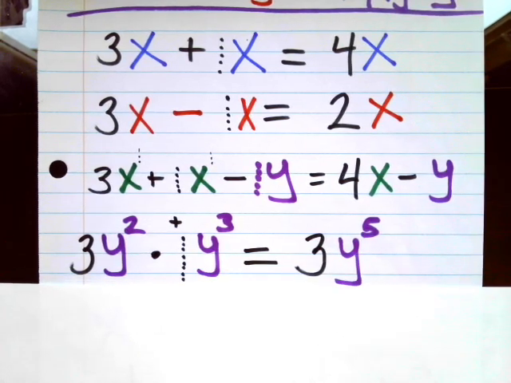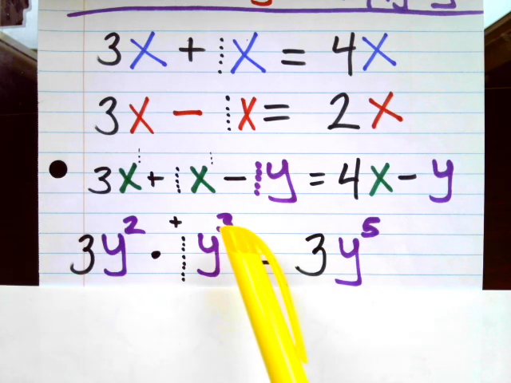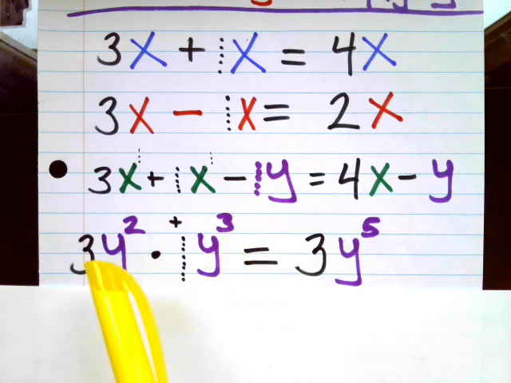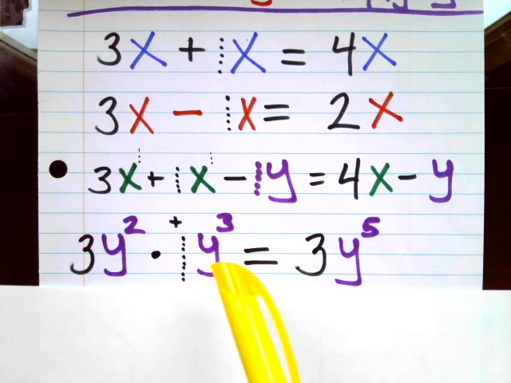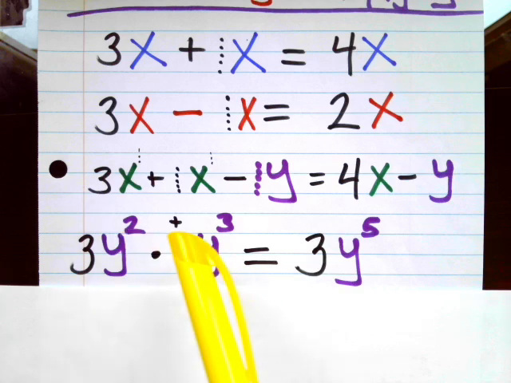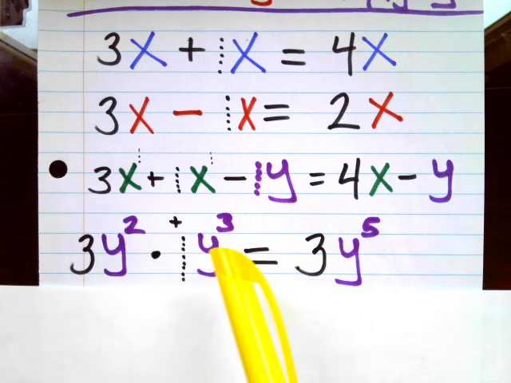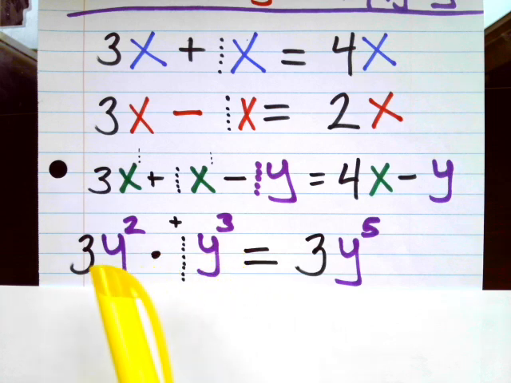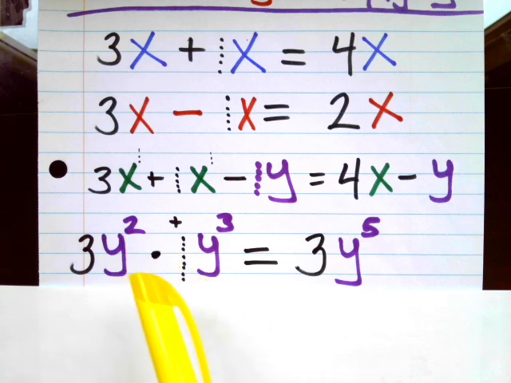Okay, so we have another example. We have 3y to the second power times 1y to the third power. And yes, these are both the same variables or letters, right? But the exponents are different, which means these are technically different terms. They're not like terms, but when you multiply and divide, it's okay to do that. But you do need to know the rules.